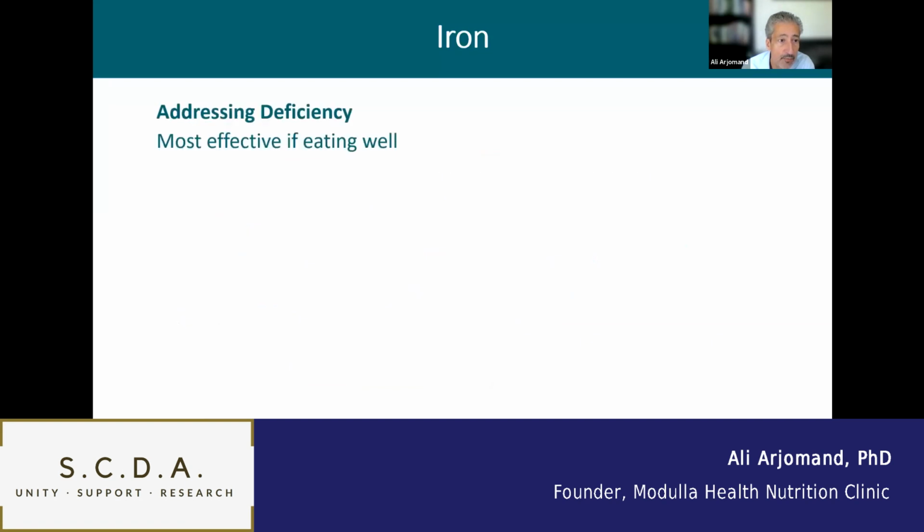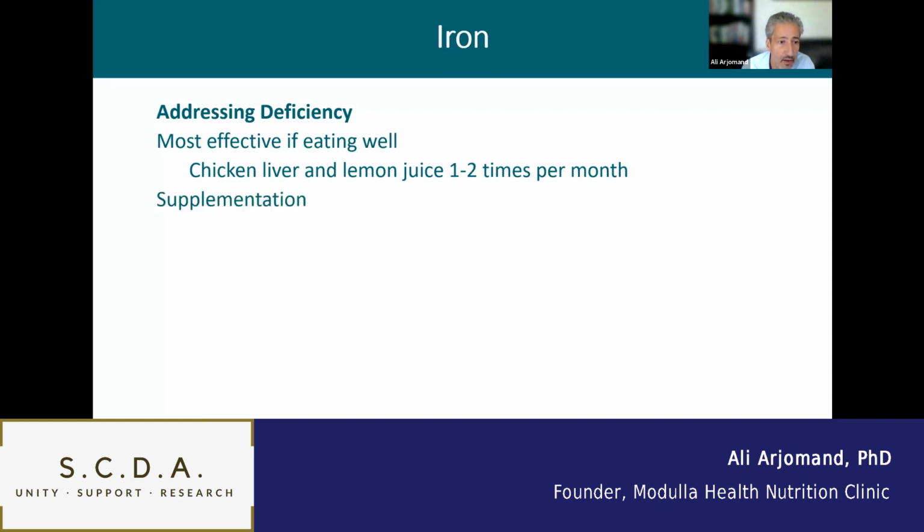What I like to do is get it through foods, right? That's the most effective way if you have a healthy gut, if you're not in a flare. I don't think this is for everybody, but if you can get chicken liver and just saute it or grill it, put a little bit of lemon juice on it for that vitamin C, and have it a couple of times a month, you're never going to be low on iron. It's just very potent, very effective, but you kind of got to enjoy it too. So supplementation is your next best bet. I'll talk about that in a second.